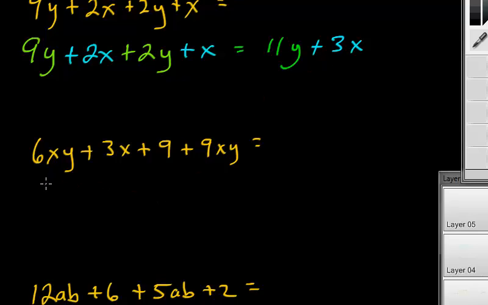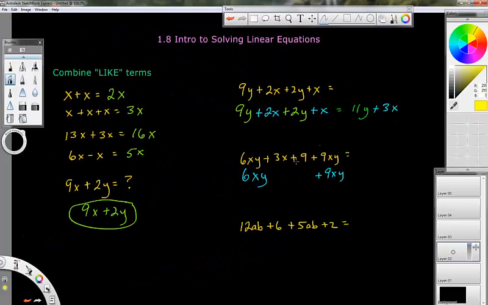I'll do the same thing here, except there's 3 different sets of unlike terms here. There's xy's, x's, and just regular old numbers. So watch this. I'll put the xy's in blue. I'll make the plus 3x in yellow, and I'll make the plus 9 in red. So you got the blues going together, and nothing else will combine.